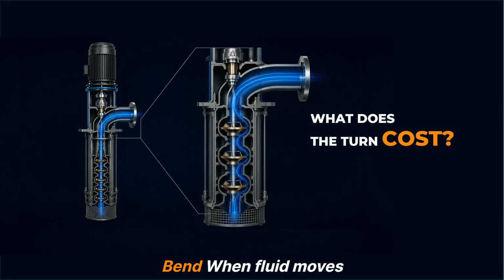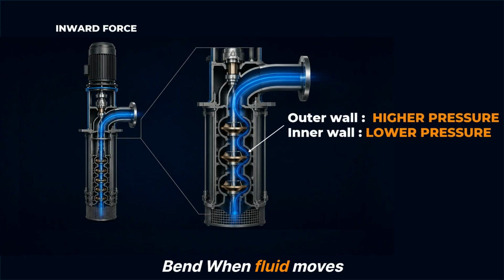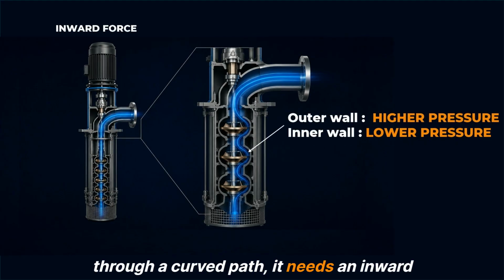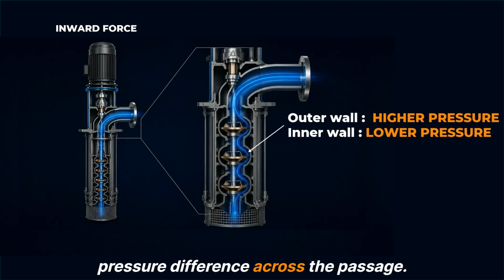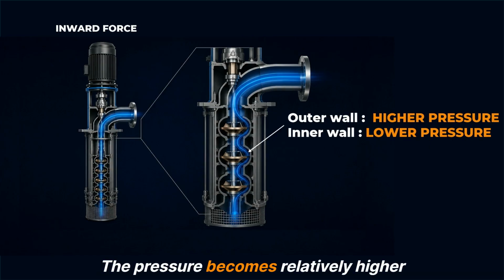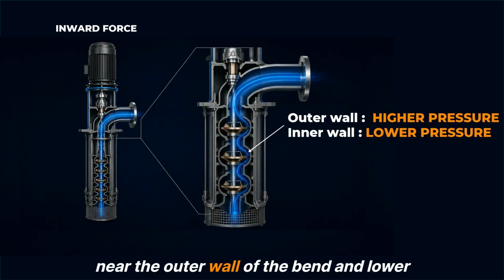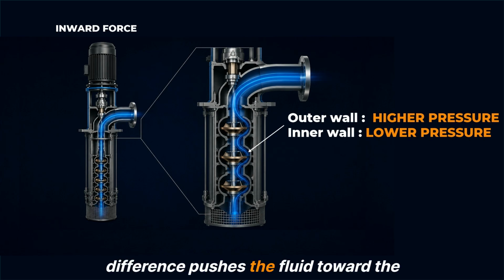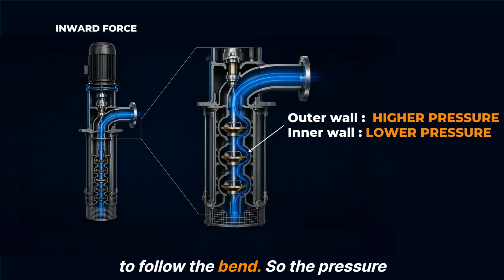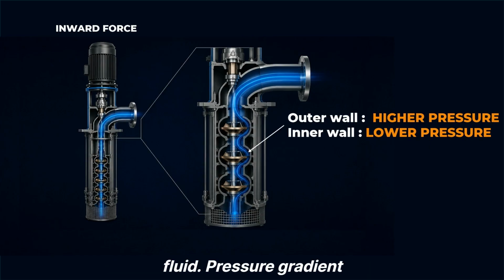Pressure across the bend. When fluid moves through a curved path, it needs an inward force to continuously change its direction. That force is provided by a pressure difference across the passage. The pressure becomes relatively higher near the outer wall of the bend and lower near the inner wall. This pressure difference pushes the fluid toward the center of curvature and allows the flow to follow the bend. So the pressure difference is necessary for turning the fluid.